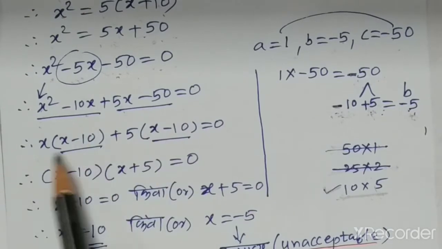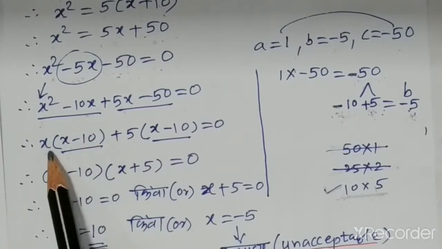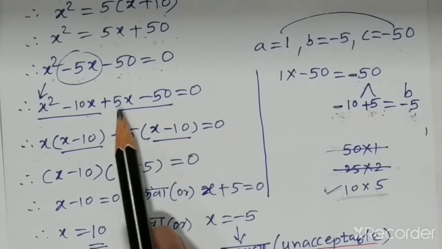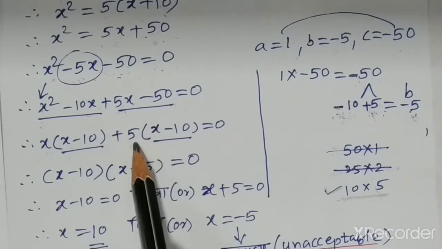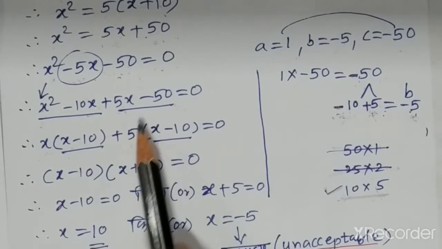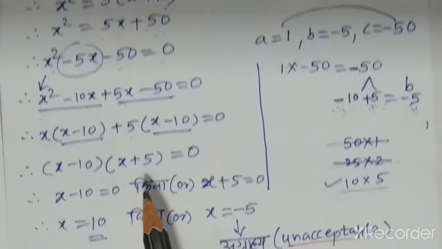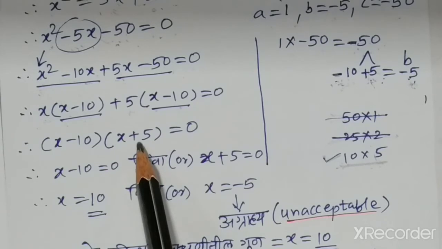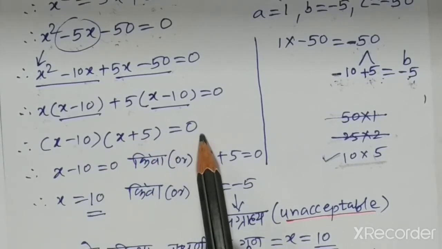In the first group x is common, so divide each term by x. We get x square upon x is x, and minus 10x upon x is minus 10. In the second group 5 is common, so divide each term by 5. So 5x upon 5 is x, and minus 50 upon 5 is minus 10, equal to 0. So x minus 10 is common, so we get x minus 10 into x plus 5.